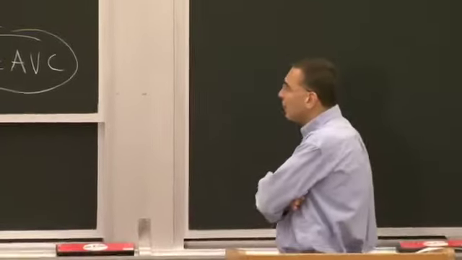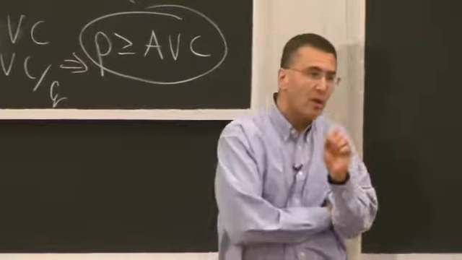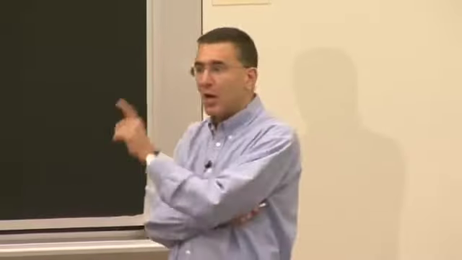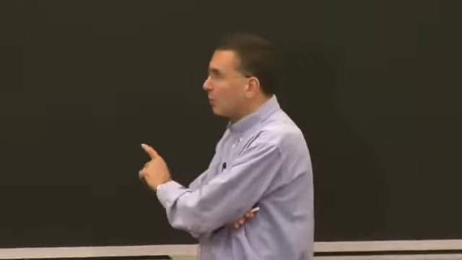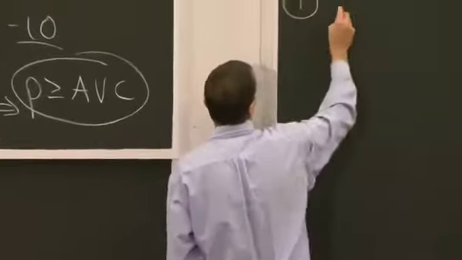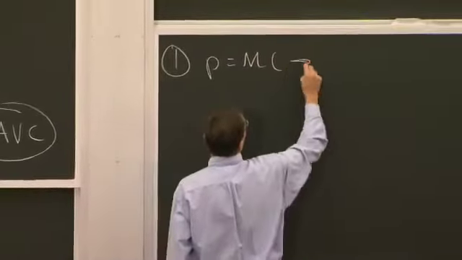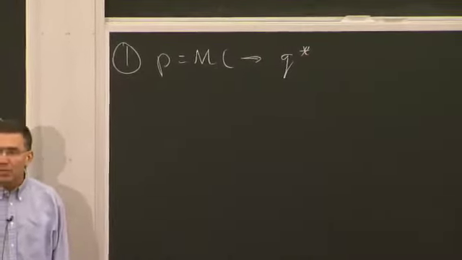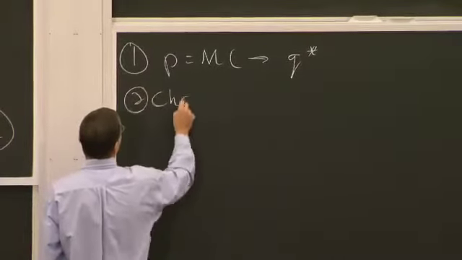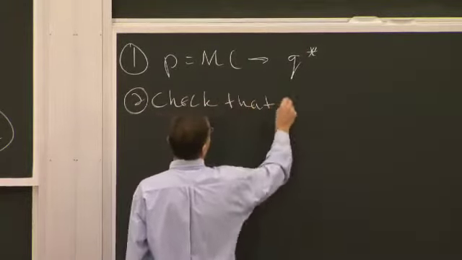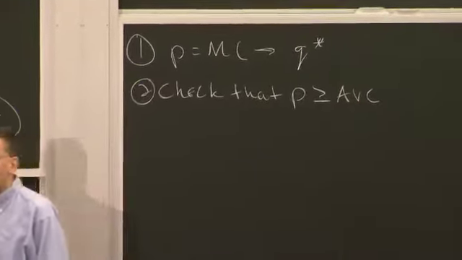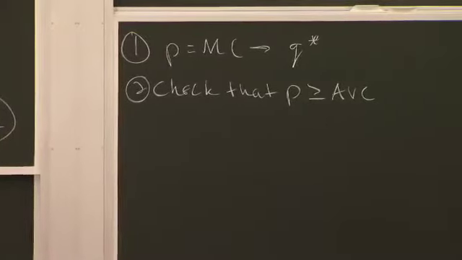Okay? So more generally, when we think about a short-run supply decision for a firm, there's two steps. The first step is set price equal to marginal cost to figure out what the firm's going to produce. So step one is set price equal to marginal cost, and that will give you the firm's Q star. That will give you what the firm's going to produce. The second step is check that price is greater than or equal to average variable cost, because you may solve for an optimal quantity that turns out to be a money loser for the firm, so they'd rather shut down. So it's a two-step process.